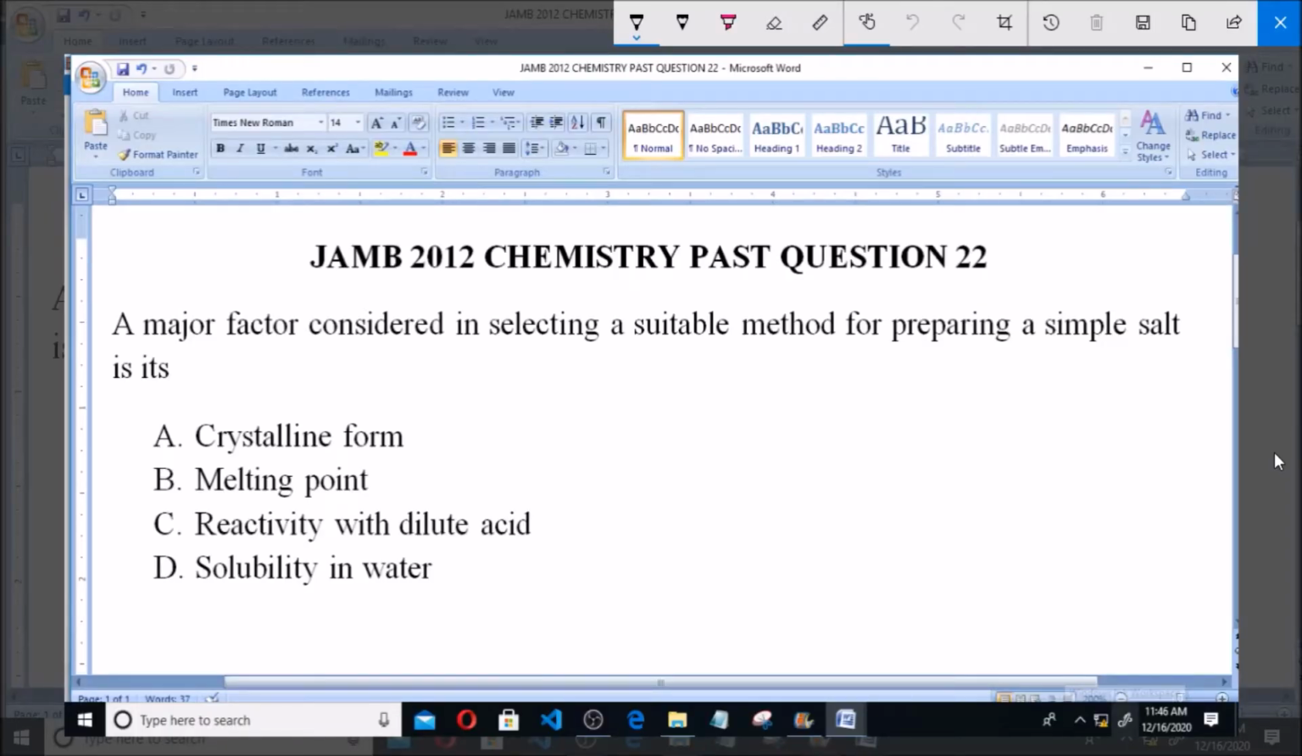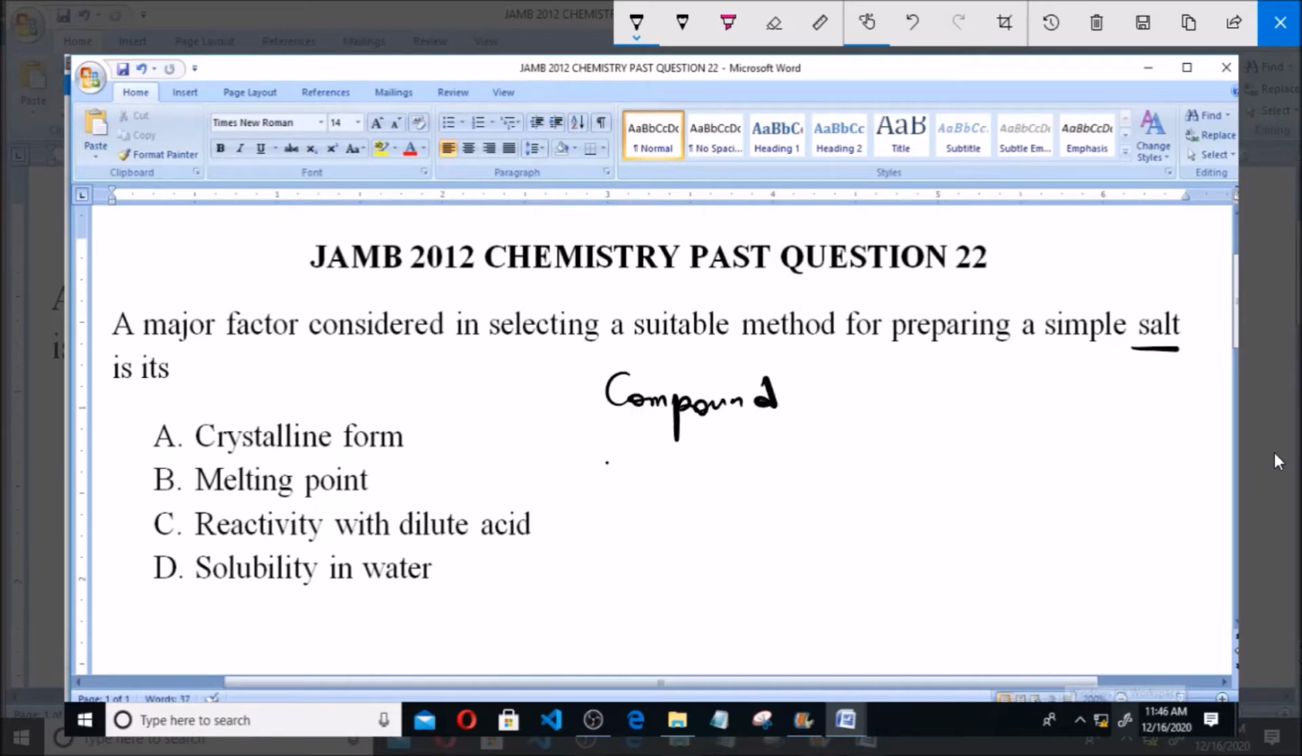I'll be answering JAMB 2012 Chemistry Past Question 22. A major factor considered in selecting a suitable method for preparing a simple salt is its A. Crystalline form, B. Melting point, C. Reactivity with dilute acid, and D. Solubility in water.